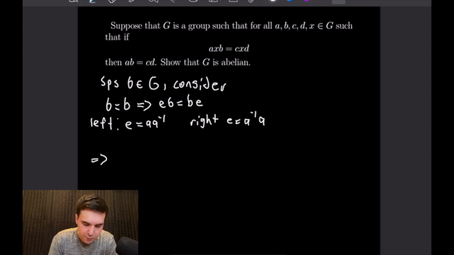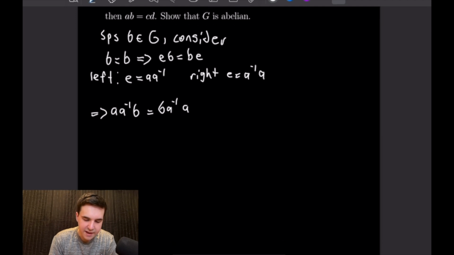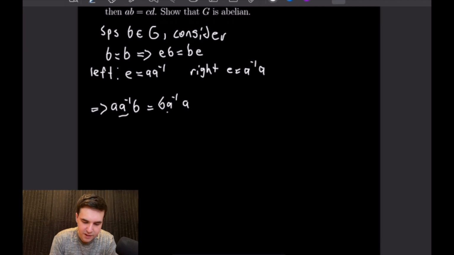So on the left-hand side, we will have A times A inverse times B. And on the right-hand side, we will have B times A inverse times A. And now you can see we can apply our middle cancellation property, as we have A inverse nestled in between both sides of this equation. So let's go ahead and cancel those out now. Once we cancel those out, we will have AB is equal to BA, which is exactly what we wanted to prove to show that G is abelian.